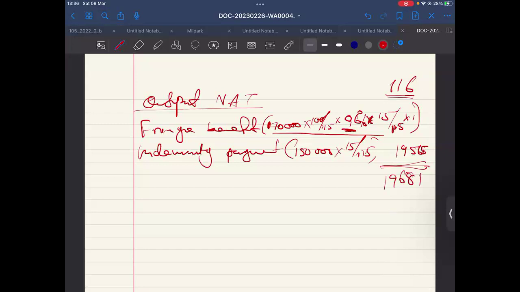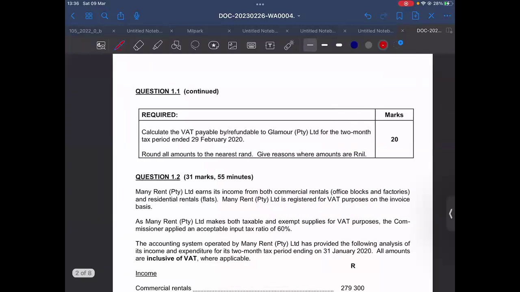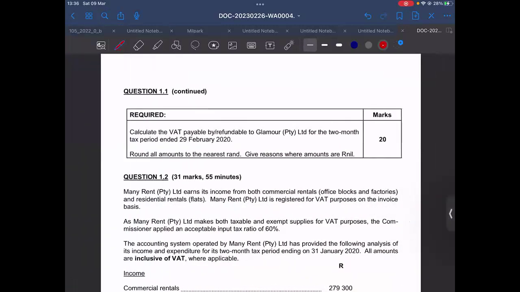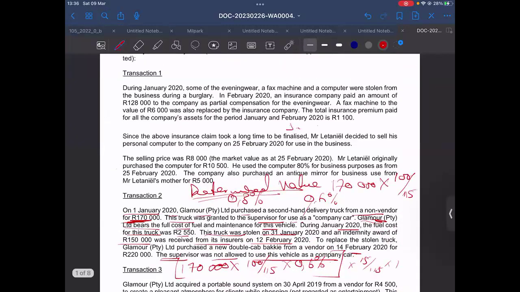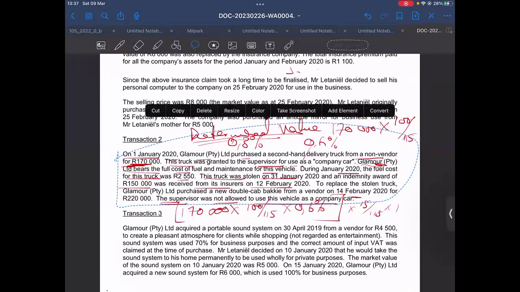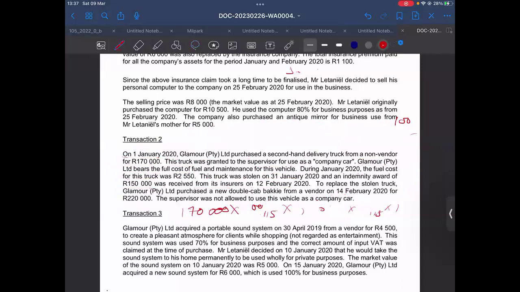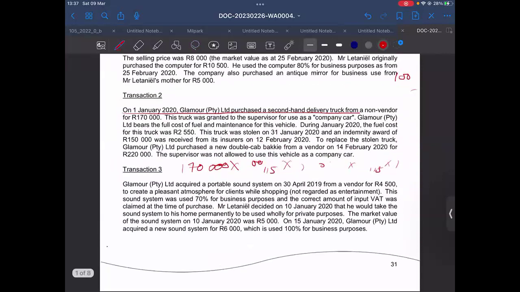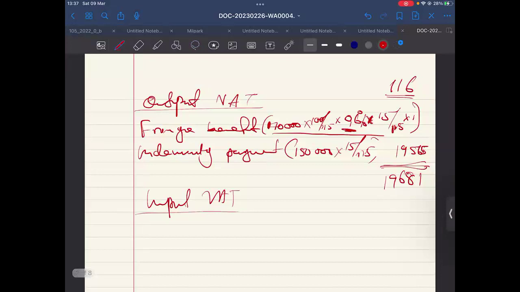681. Right, now we go to input VAT. Input VAT, what did we purchase? What did we pay there? They say to us, let me wrap so that I won't miss it. Right, we purchased a delivery vehicle, a second-hand delivery vehicle. So we're going to say a purchase of delivery vehicle.